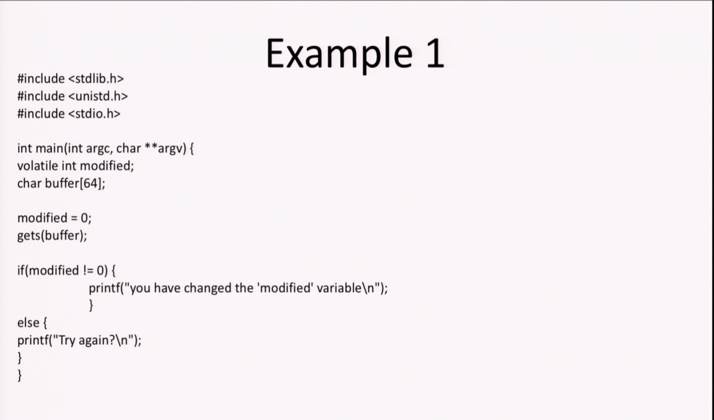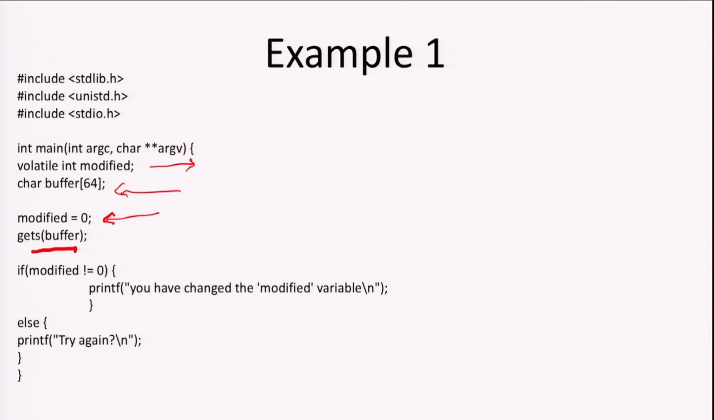So let's first look at a very simple example. Here is a C code, and in this C code I have only a main, and in the main I have 2 variables. The first one is an integer variable called modified, and it's declared as volatile. The reason it is declared as volatile is that a volatile variable is not allocated to a register, it's allocated in the program stack. Then we have a buffer of characters of size 64, and we set modified to 0 in the beginning, and then we do a gets on the buffer.